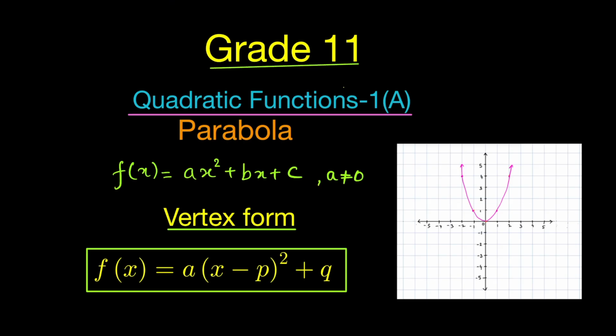So now we will study the vertex form of it, and the equation is given as the function f(x) equals a times (x minus p) squared plus q. So this is the vertex form which we should remember.